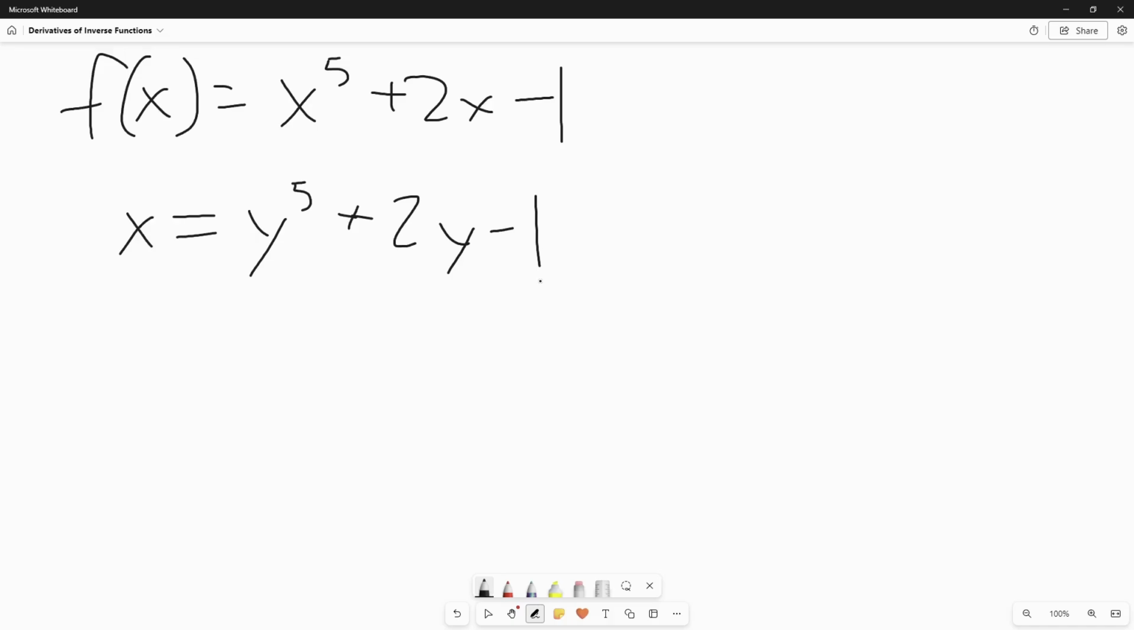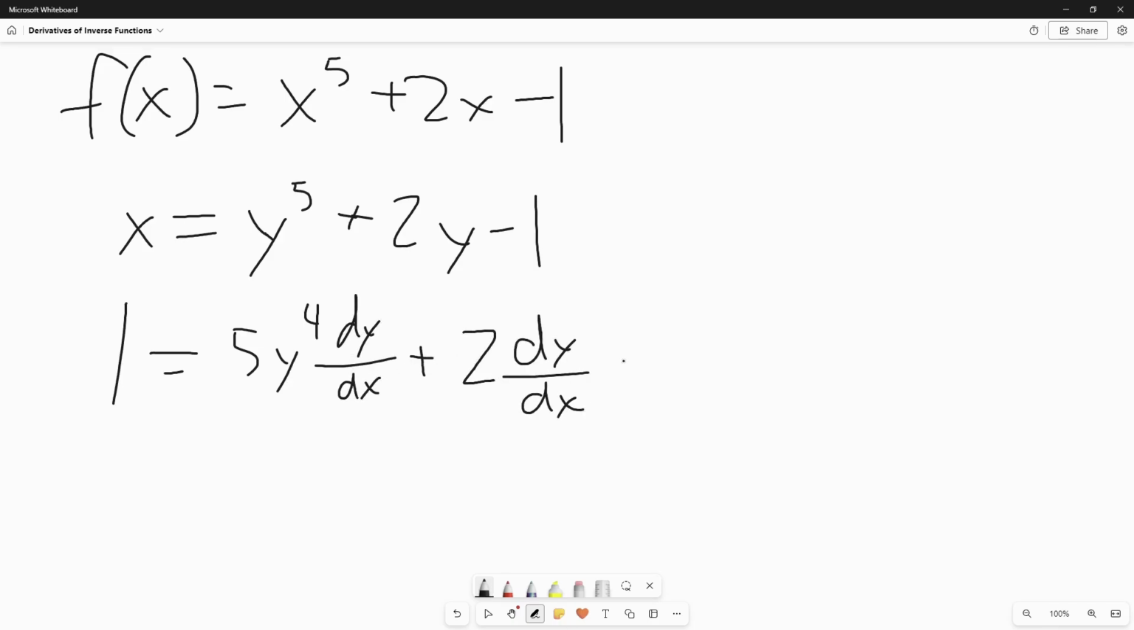And you could try to simplify it so that you isolate y, but pretty sure it's impossible in this case, and it will be impossible for a lot of other cases as well, or near impossible. And what we can do here is just use implicit differentiation. So we get 1 equals 5y to the 4 dy over dx plus 2 dy over dx. And then we just isolate dy over dx, so dy over dx equals 1 over 5y to the power 4 plus 2.